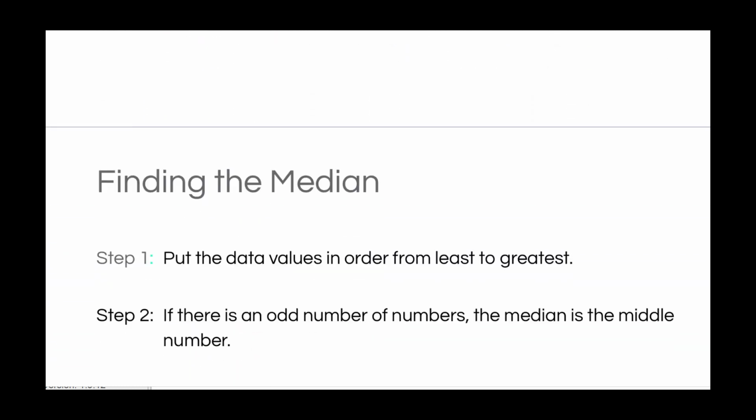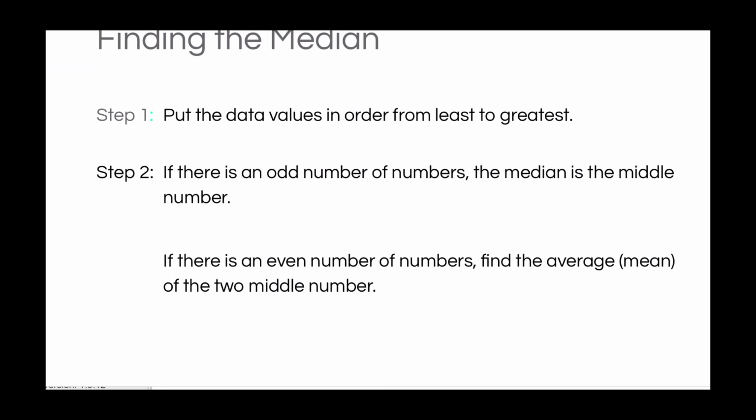So for the rules for the median, you have step 1. This one's super important. If you don't do this, you're going to get it wrong. Make sure you put the data in order from least to greatest, the smallest to largest, before you try to calculate the median. And then if there's an odd number of numbers, you do it one way. And if there is an even number of numbers, you do it a different way. So this is the way it works.